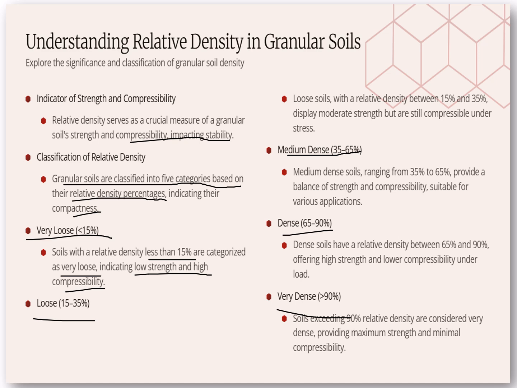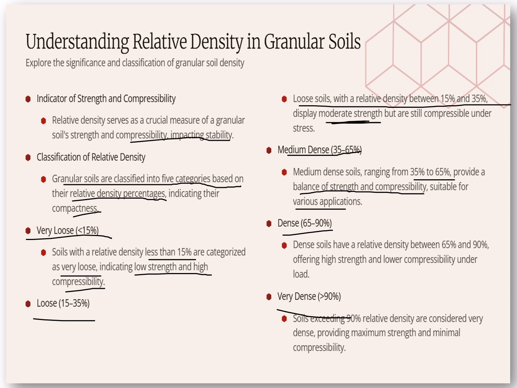Loose sand, that is 15 to 35%. Loose soils with relative density between 15 and 35% display moderate strength but are still compressible under stress. Medium dense soil is 35 to 65%. Medium dense soils ranging from 35 to 65% provide a balance of strength and compressibility. It is suitable for various applications.